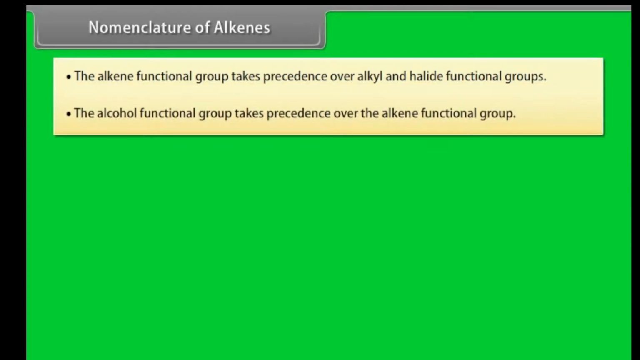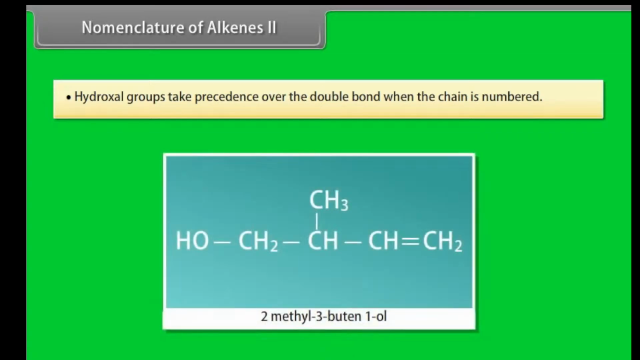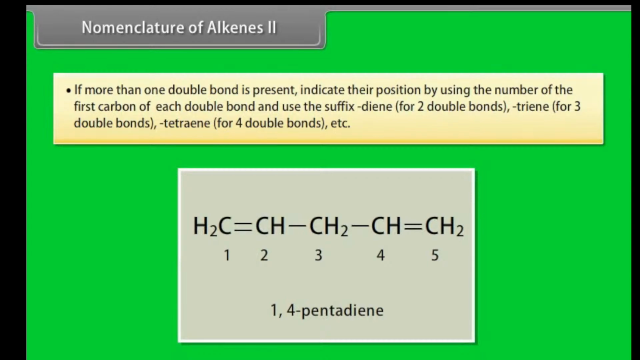Step 5. The alkene functional group takes precedence over alkyl and halide functional groups. Step 6. The alcohol functional group takes precedence over the alkene functional group. 4-bromo-3-methyl-1-butene. Nomenclature of alkenes, Part 2. Step 7. Hydroxyl groups take precedence over the double bond when the chain is numbered. This compound is 2-methyl-3-butene-1-ol.